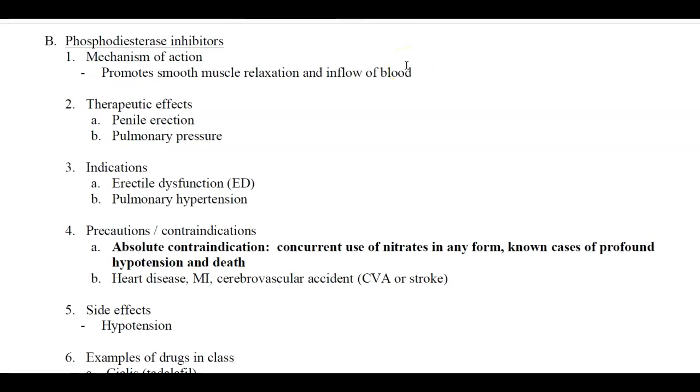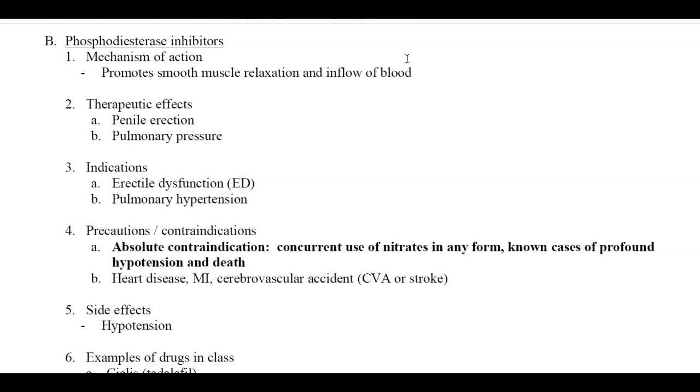The next drugs are phosphodiesterase inhibitors. Phosphodiesterase inhibitors work by promoting smooth muscle relaxation and inflow of blood. So the therapeutic effects of this medication is for penile erection and pulmonary pressure. So mainly increased pulmonary pressure. So this decreases pulmonary pressure. So this is given in cases of pulmonary hypertension. So indications, erectile dysfunction, again, pulmonary hypertension.